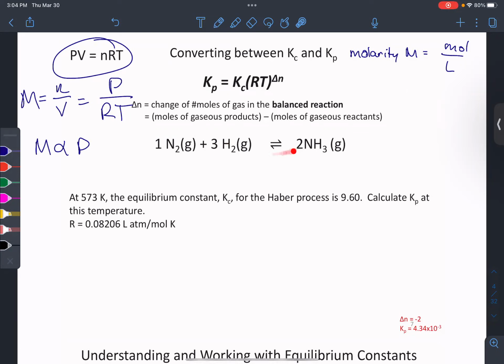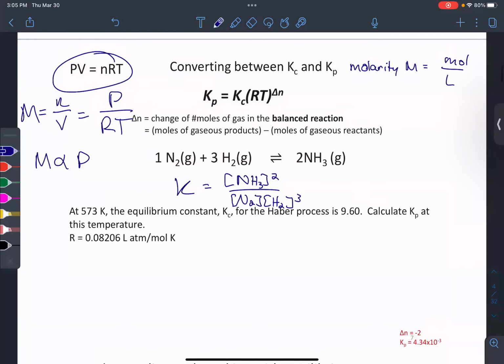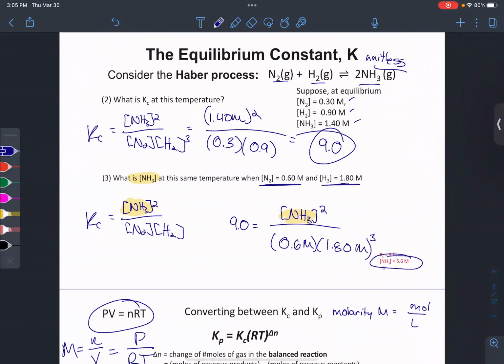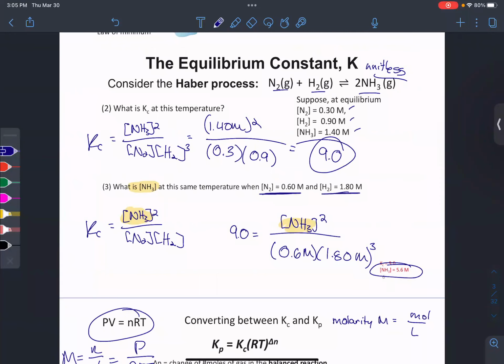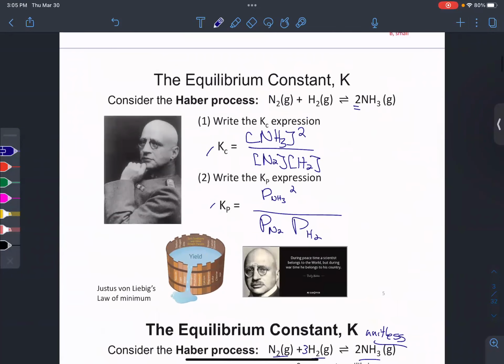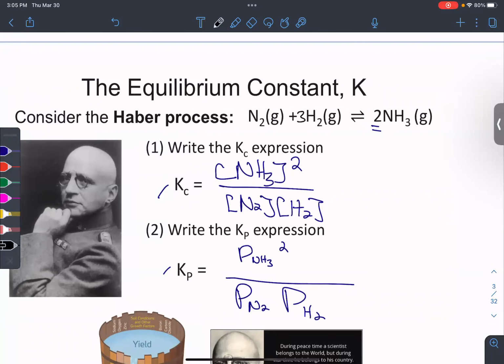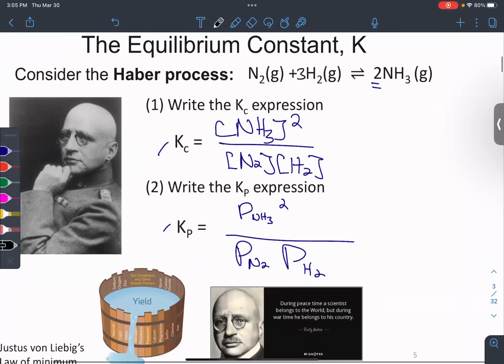So if we know the K expression for this reaction, NH3 squared over N2, H2. Oh my gosh. You guys didn't. I missed that 3. This isn't balanced. Oh my gosh, guys, this reaction's not balanced. That's what happens when I update these slides and then it's not balanced. Let's go back real quick.